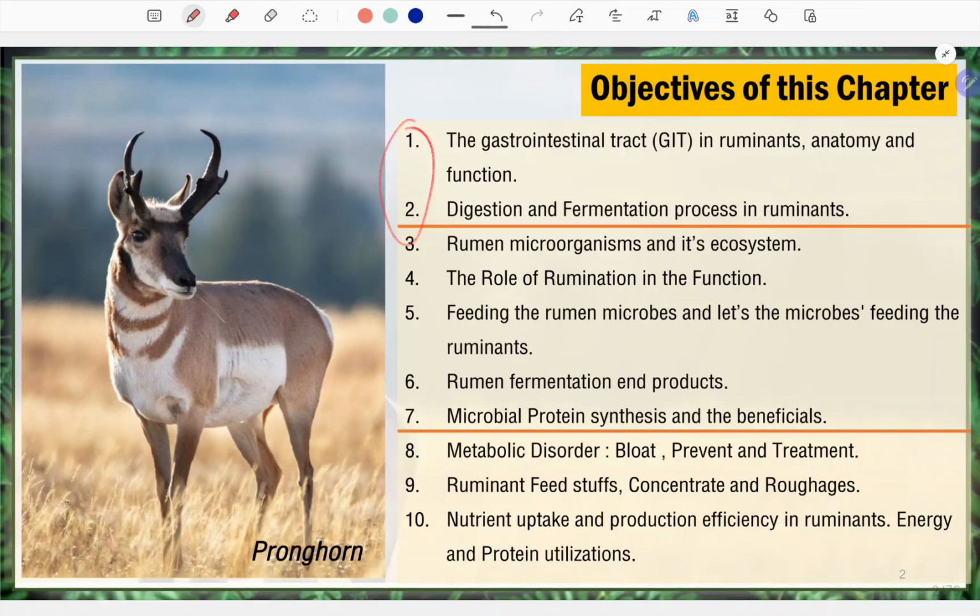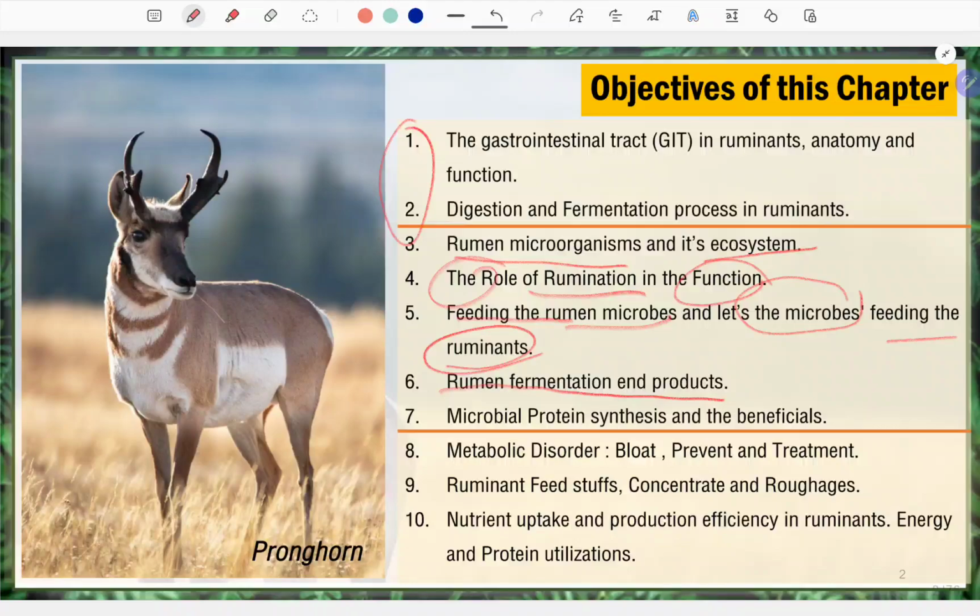The second part goes deeply into the detail of the ruminant microorganisms and ecosystem, including the roles and functions of rumination, behavior, feeding the rumen microbes, and letting the rumen microbes feed the animals. That sentence is kind of classic, and it already explains the ruminant digestive tract, which is different from that of monogastric animals.